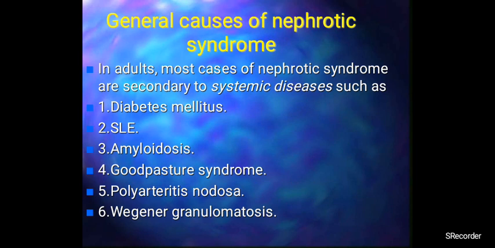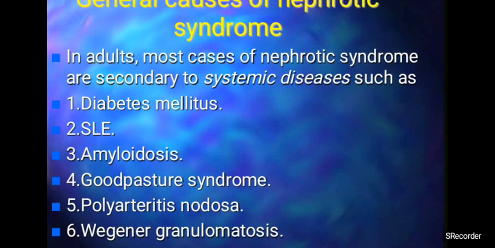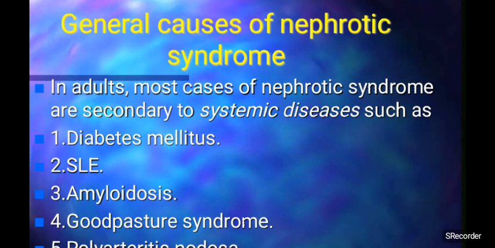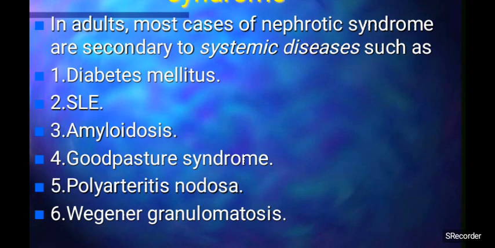Furthermore, what are the general causes of nephrotic syndrome? In adults, most cases of nephrotic syndrome are secondary to systemic diseases, and to mention a few, we can have diabetes mellitus, SLE, amyloidosis, Goodpasture syndrome, polyarteritis nodosa, Wegener granulomatosis.